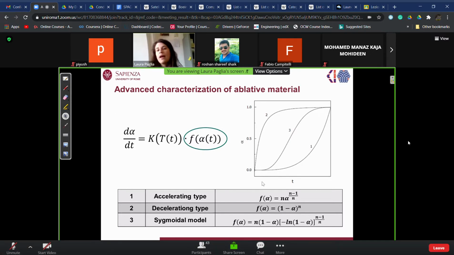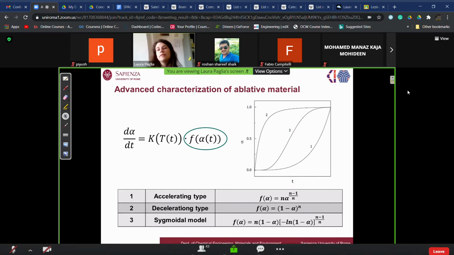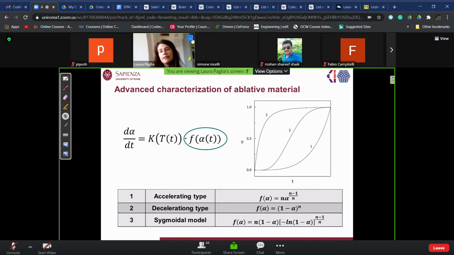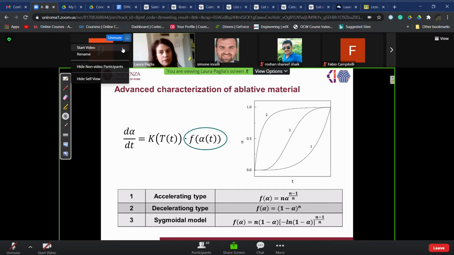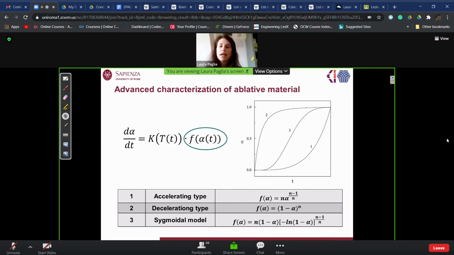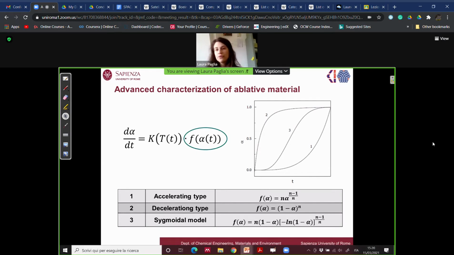Okay, so we have a reaction with a low velocity at the beginning, then there is an increment of the velocity, and then another decrease of the velocity of reaction. So I can say that there are a lot of functions f which can be chosen for this kind of application, but according to the scientific community, these 3 different kinds of function are the most employed for this kind of application.